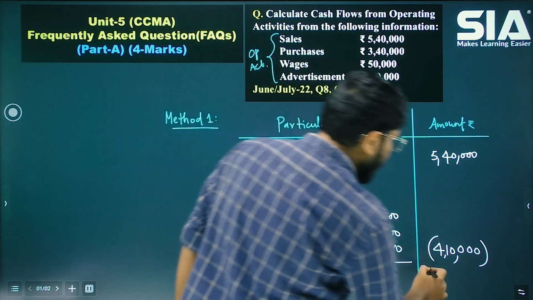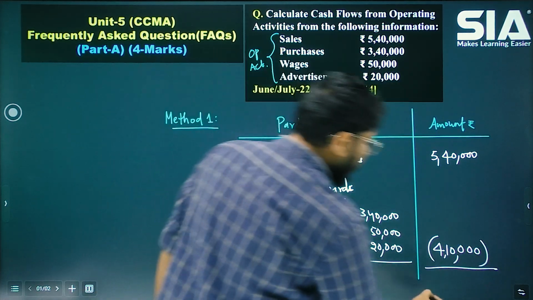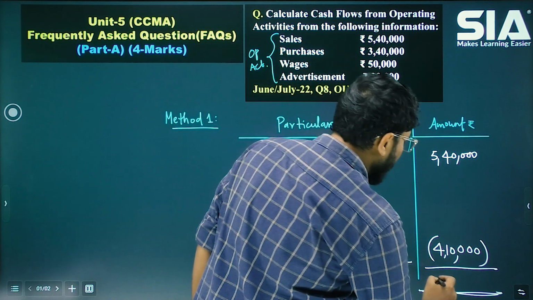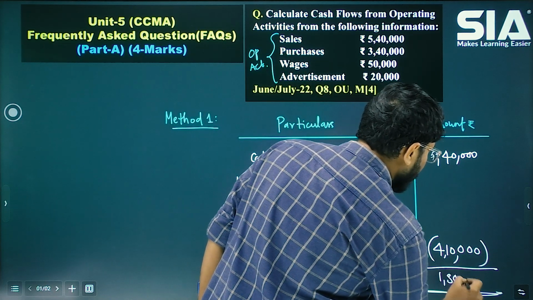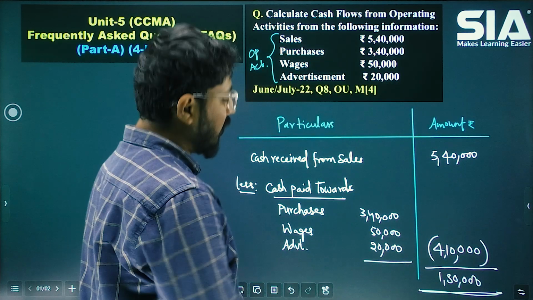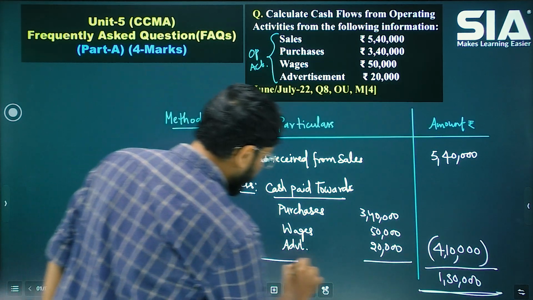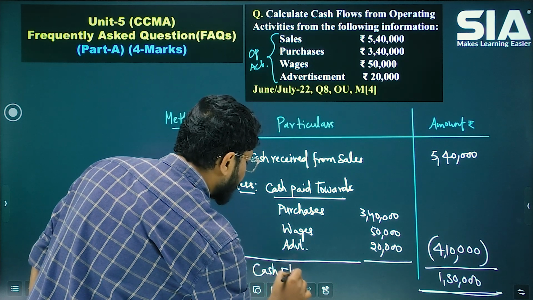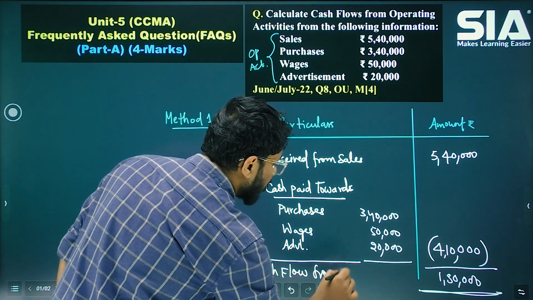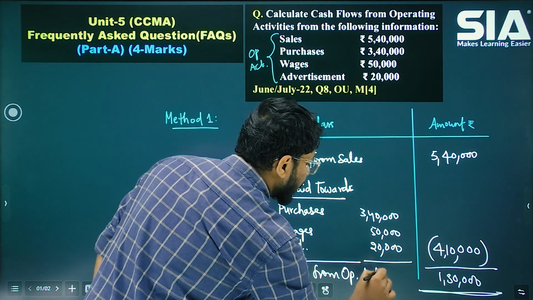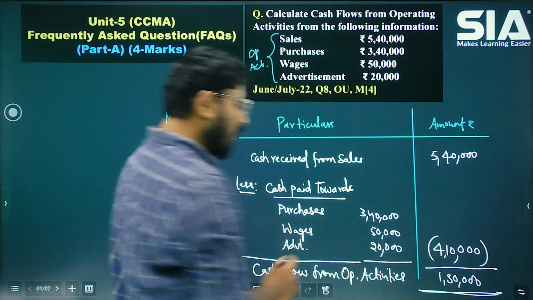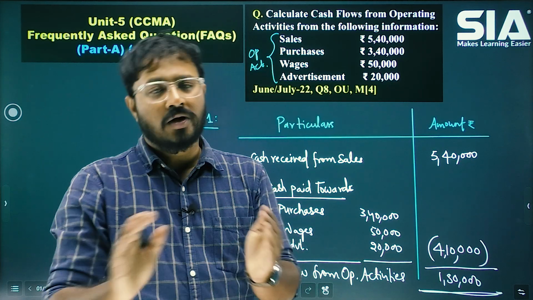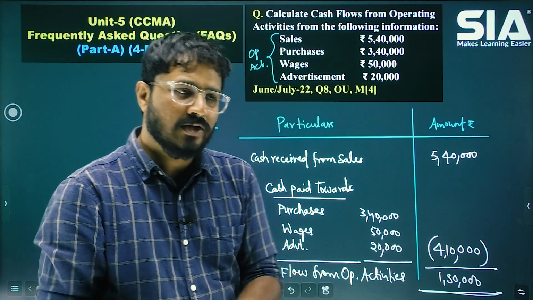Now once you minus 410 from 5 lakh 40, how much will you get? 1,30,000. This is your cash flow from operating activities. I would suggest you to present your answer in statement format only. The examiner will like it, and he will be giving you full marks.